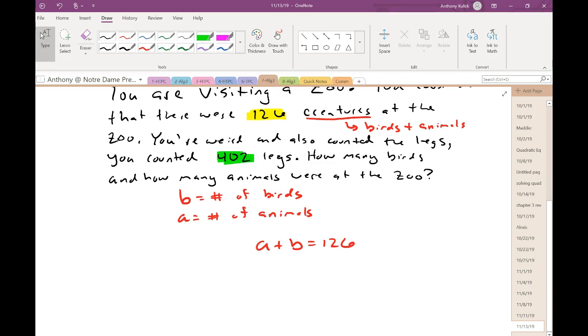So, back on track here. The second piece of information we know is that there are 402 legs. What do you know about legs with regard to birds and animals? So, we know birds have two legs, and animals have four legs.